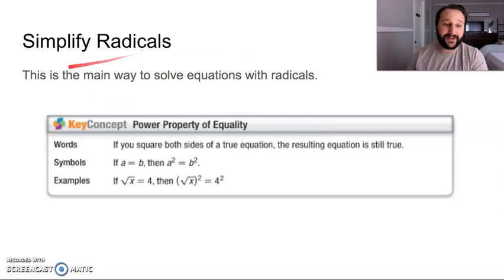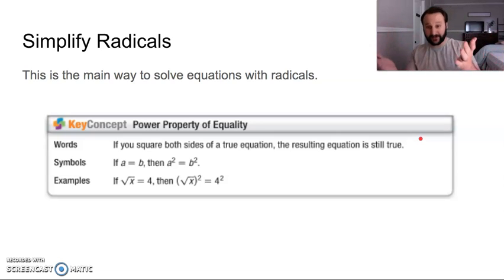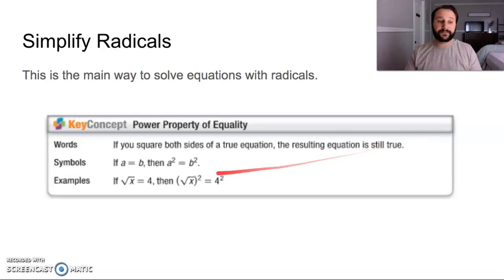Okay, main way to solve equations with radicals. This is pretty much the gist of what I'm teaching you. Pretty straightforward. If you square both sides of a true equation, the resulting equation is still true. Just like what you do to one side of the equation, you have to do to the other. So there's that balance all the time. So if a equals b, then the square root of a equals the square root of b.